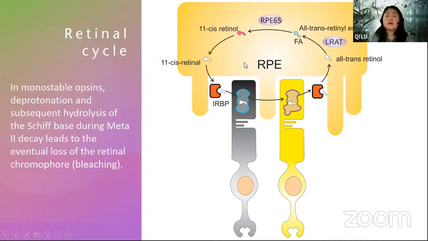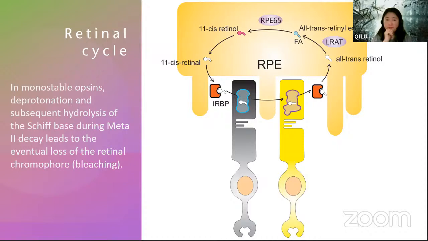But in many other tissues, there is no RPE. And also in some blindness diseases, there's a dysfunction in this RPE. So under these conditions and applications, an opsin that binds all-trans retinal instead of 11-cis retinal will be a very nice option.